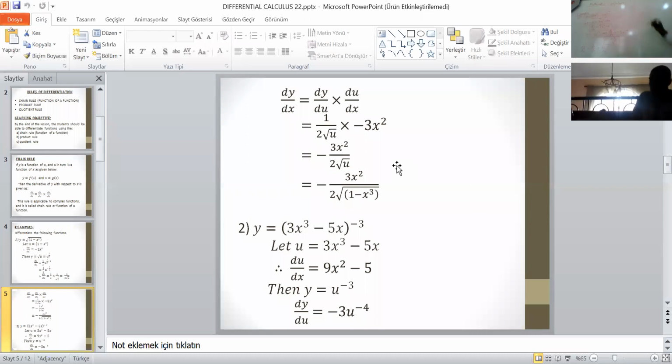So our dy over du is minus 3 over u raised to the power of 4, times our du over dx, that is 9x raised to the power of 2 minus 5.